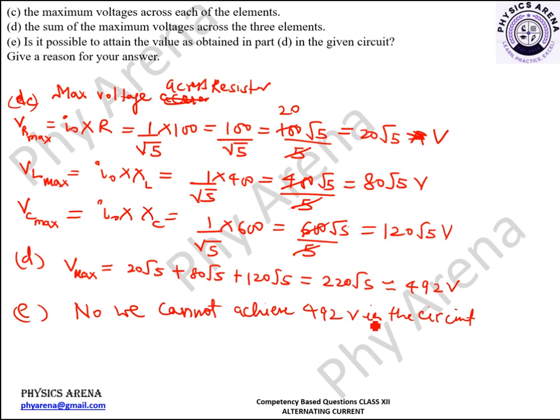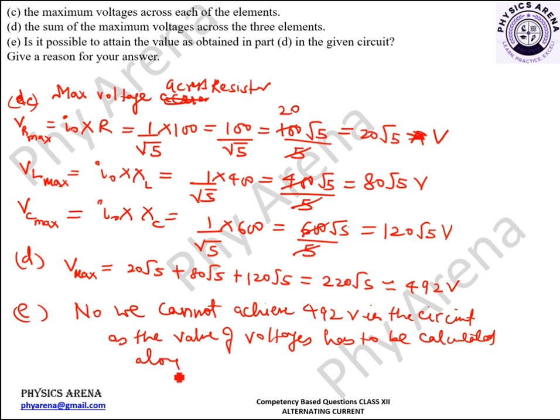So we cannot achieve the value of 492 volt in the circuit, as the voltages have to be calculated along with the phase difference. Hence, there will not be any point when each of the circuit elements has its peak value. So their sum will never be equal to 492 volt.